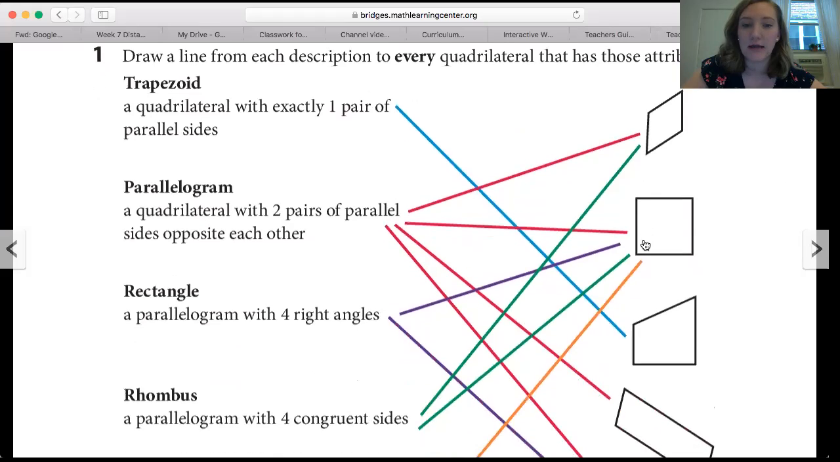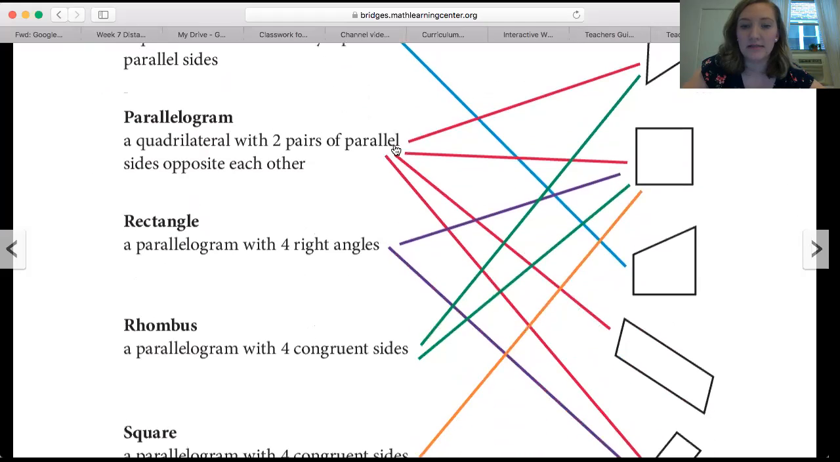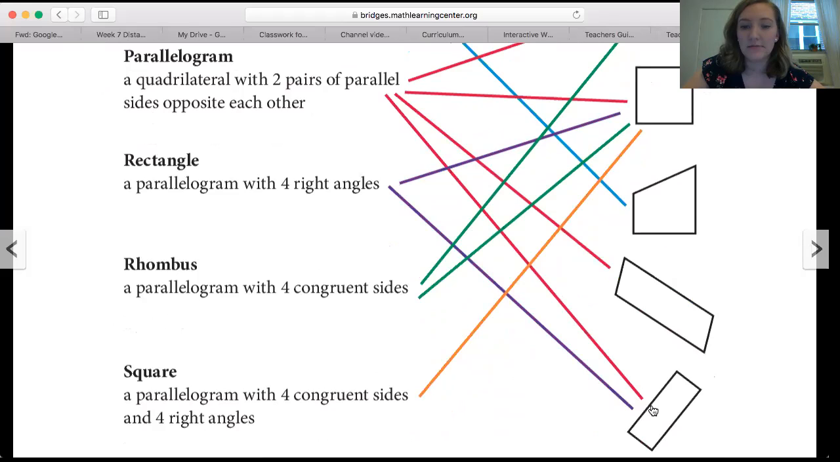This is what it should look like. They're color coded to help you a little bit. This is a trapezoid. That's where you draw the line. These are all examples of parallelograms. These red lines are all examples of parallelograms. Rectangles, they're showing you with the purple lines. These are both considered rectangles.